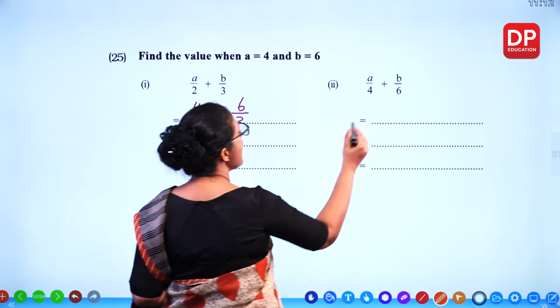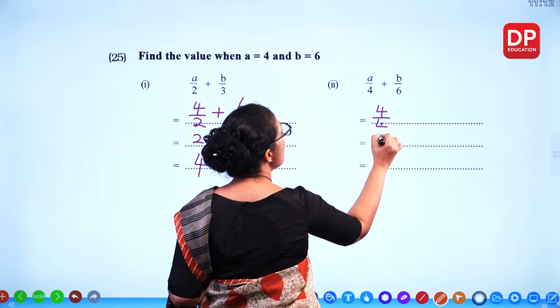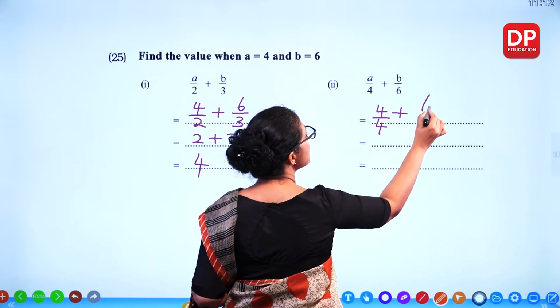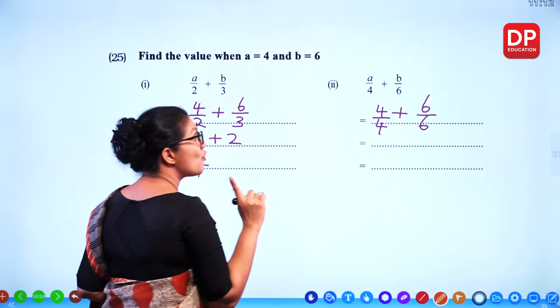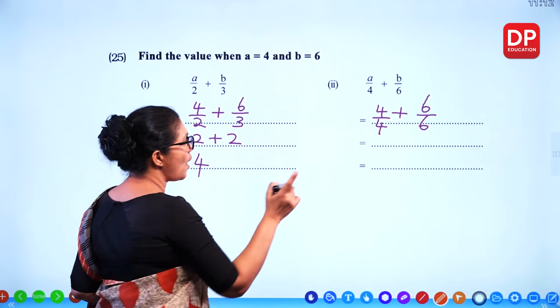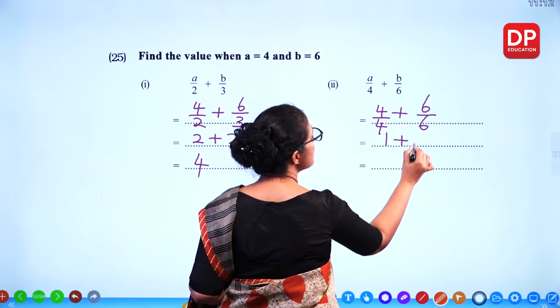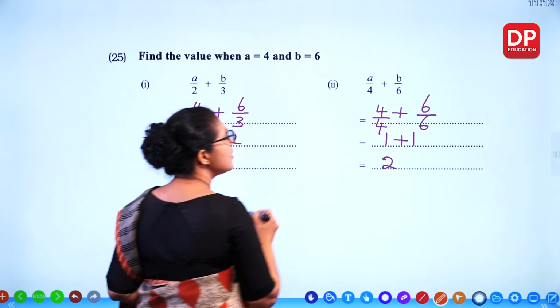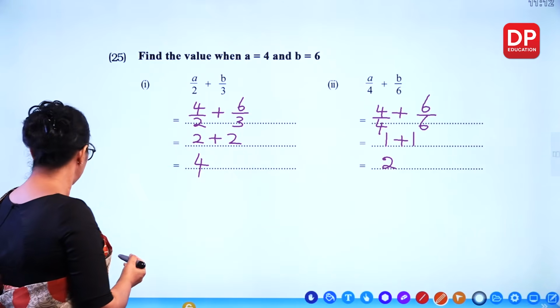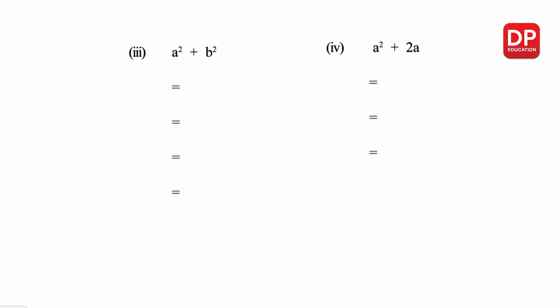This one, a. a is 4. 4 divided by 4 and b is 6. 6 divided by 6. What's 4 divided by 4? You get 1. 6 divided by 6 is 1. 1 plus 1, you get 2. a squared plus b squared.